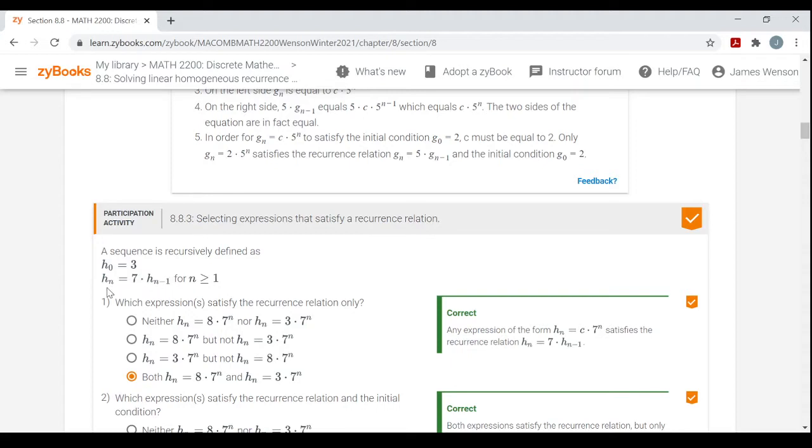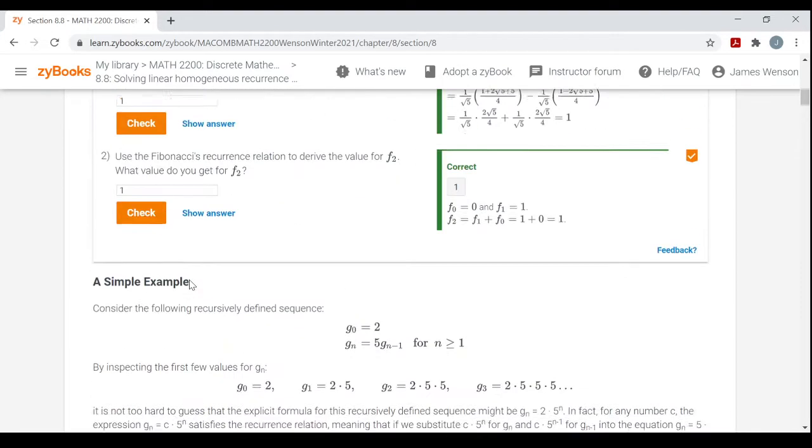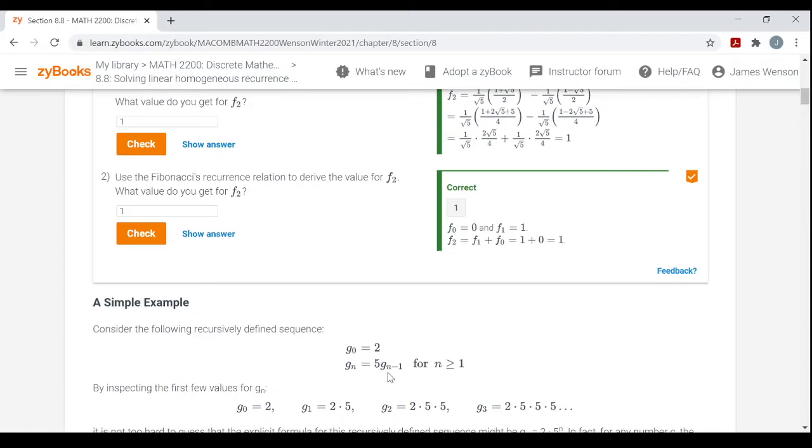And this would be considered a degree 1, right? Because you're only going back one term. This one here is another degree 1, right? Again, every term is just a number times a previous term.